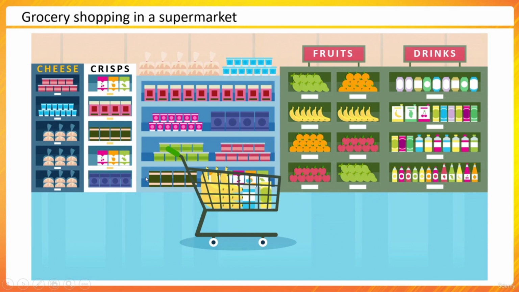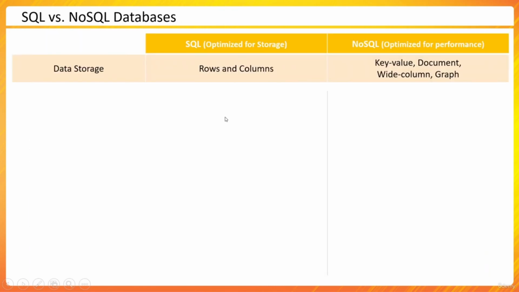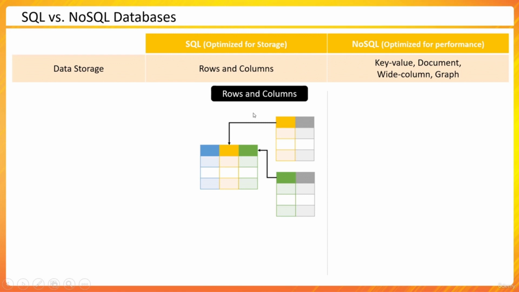So the differentiation between them: SQL databases are optimized for storage. What I mean by that, I'll explain in a minute. NoSQL are optimized for performance. I'll explain that too. Now, data storage in a SQL database is in rows and columns. All my data is stored in rows and columns, and I would have tables. So let's say this is my music table, and then there is artist information here, maybe album information here, and that's how I would create relationships between these tables, and that's why they are called relational databases. These are all different tables, and by combining tables and running a query against them, I would get the result.